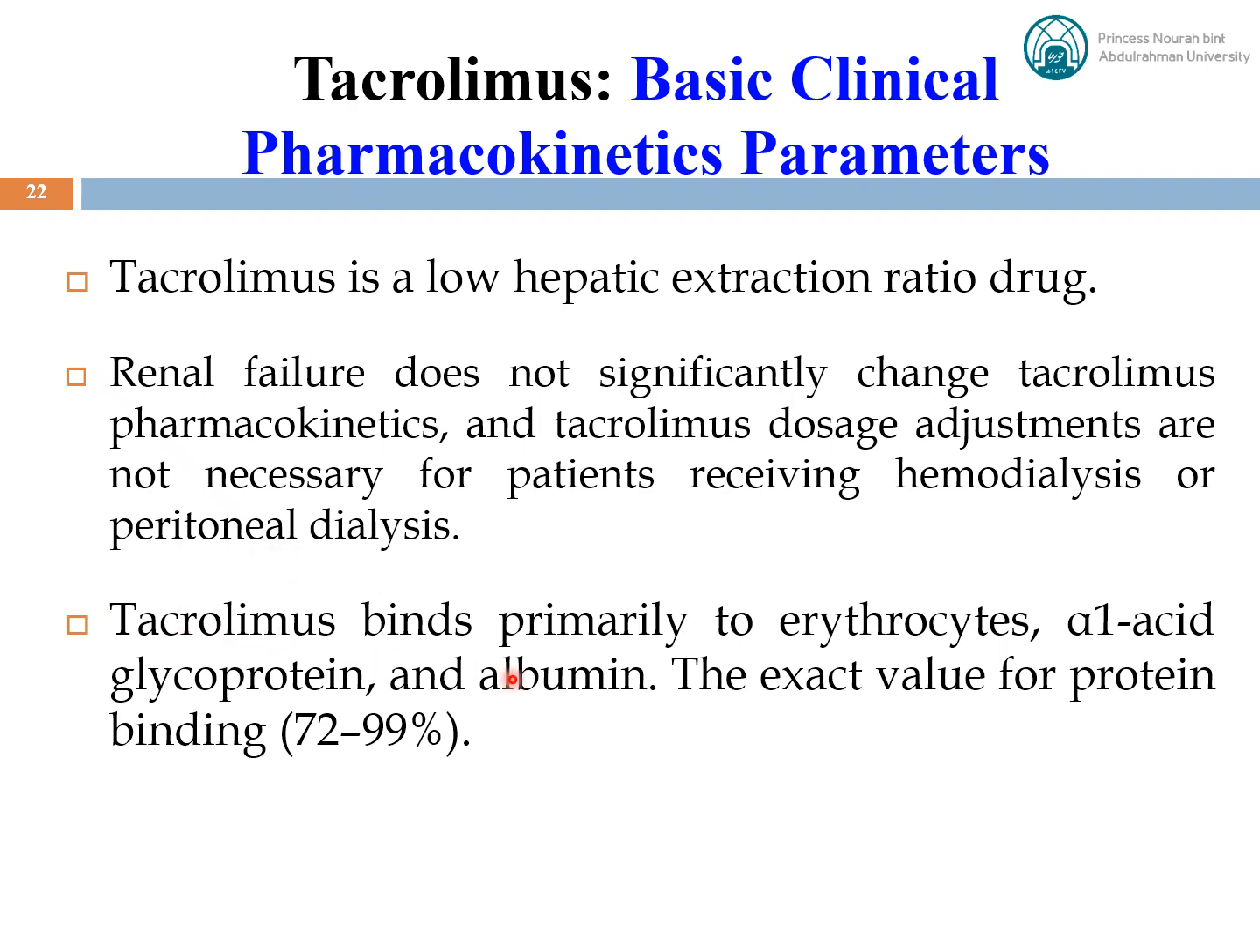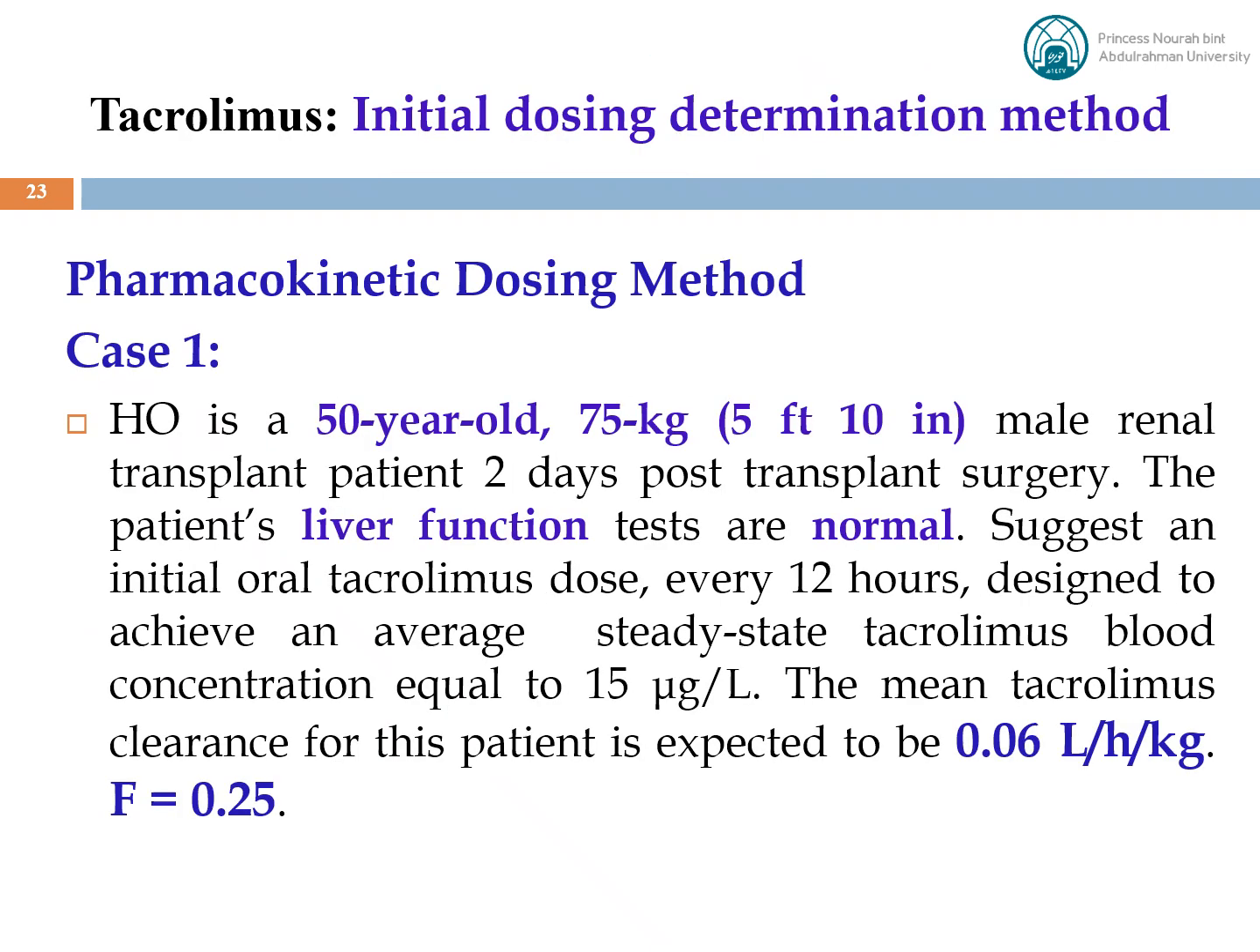Tacrolimus binds primarily to erythrocytes, alpha-1 acid glycoproteins, and albumin. The exact value for protein binding is high, 72 to 99% protein binding. It's very high protein binding.